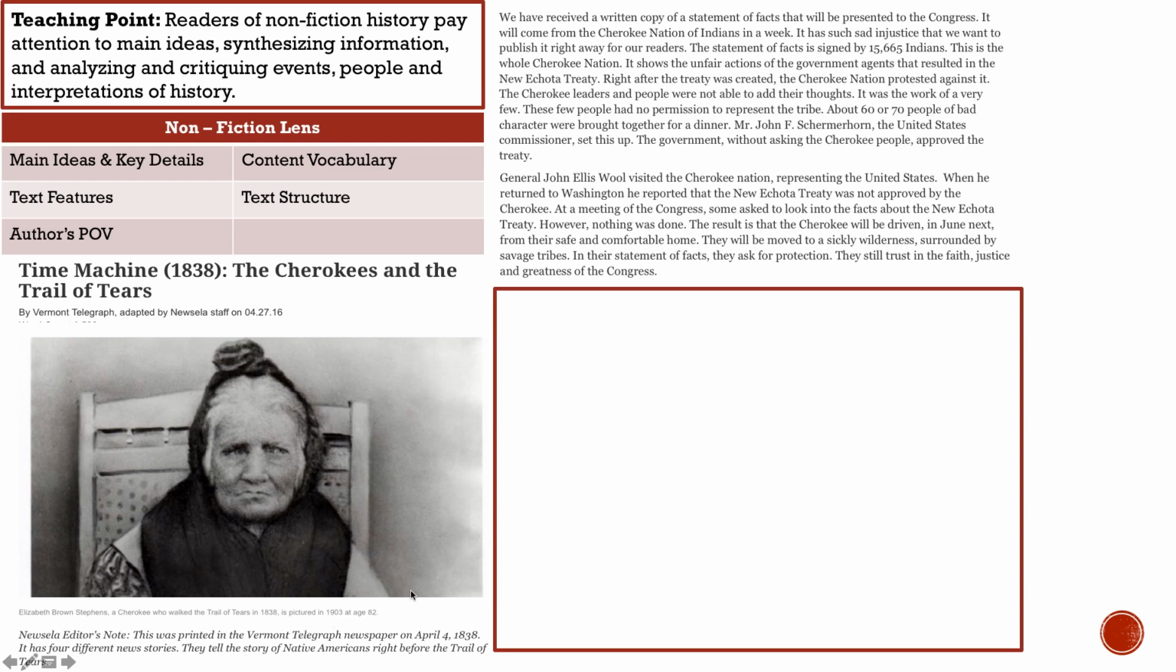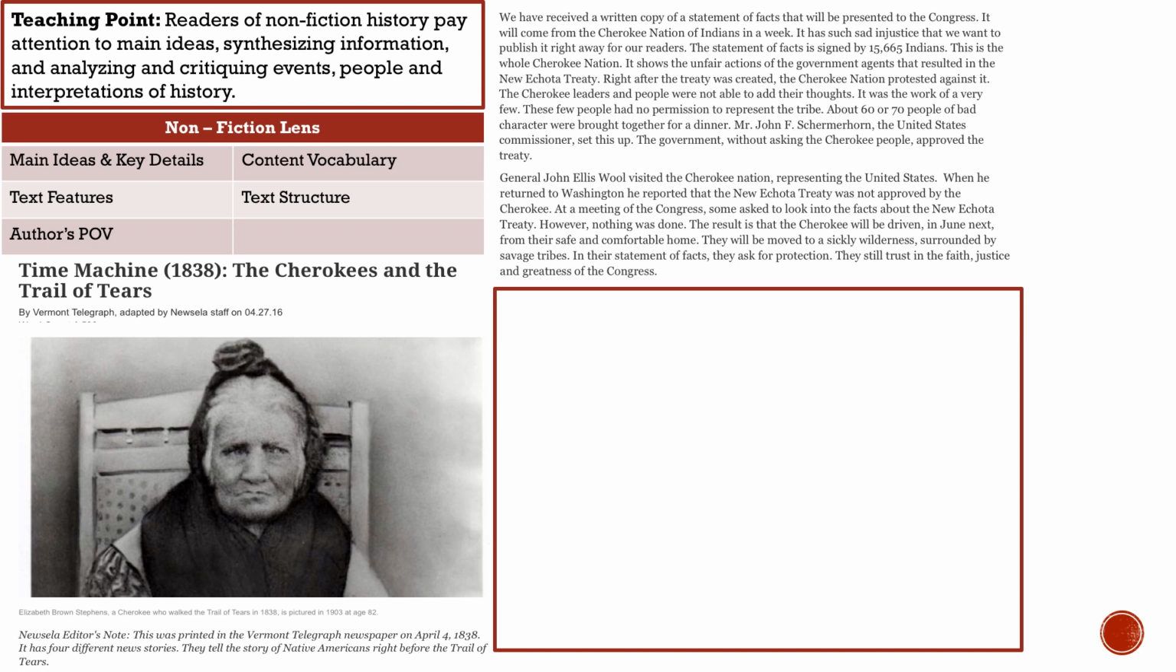All right. We have received a written copy of a statement of facts that will be presented to the Congress. It will come from the Cherokee Nation of Indians in a week. It has such sad injustice that we want to publish it right away for our readers. The statement of facts is signed by 15,665 Indians. This is the whole Cherokee Nation. It shows the unfair actions of the government agents that resulted in the New Echota Treaty. Right after the treaty was created, the Cherokee Nation protested against it. The Cherokee leaders and the people were not able to add their thoughts. It was the work of a very few. These few people had no permission to represent the tribe.